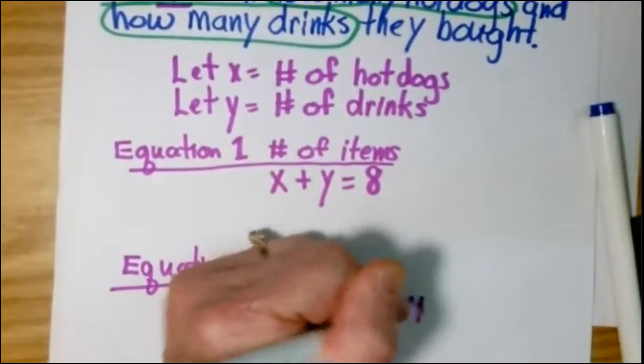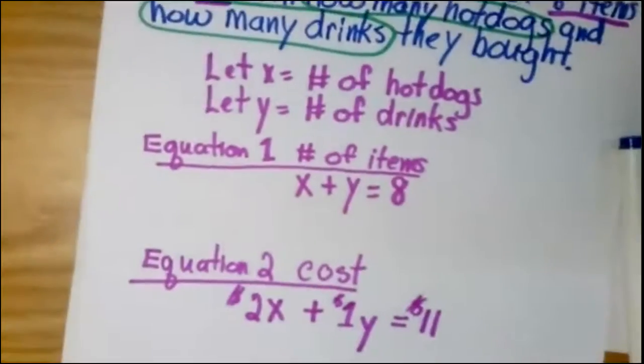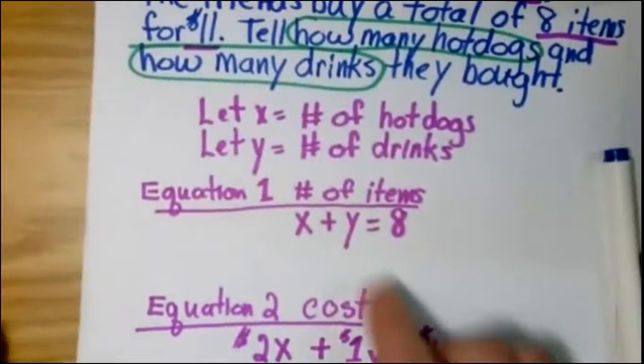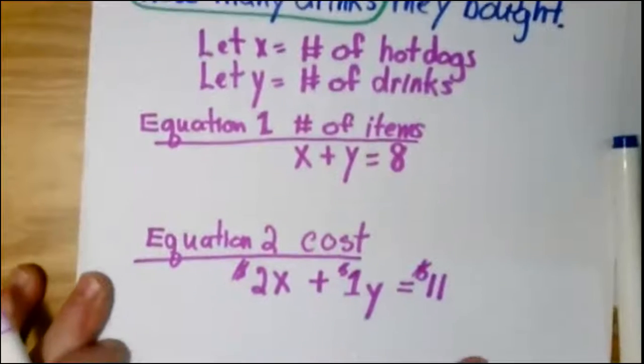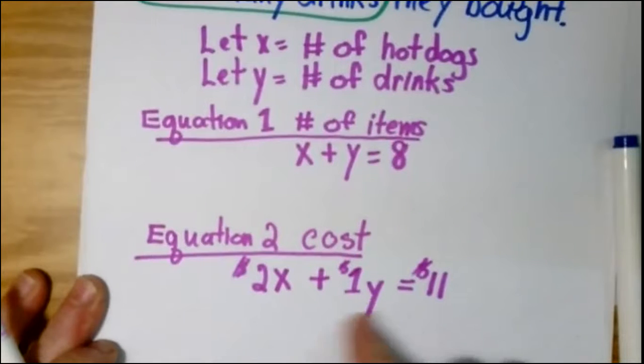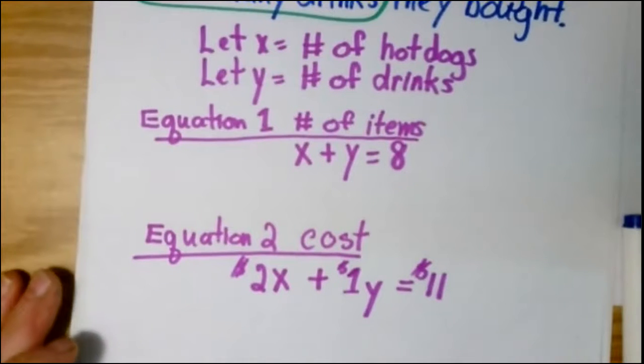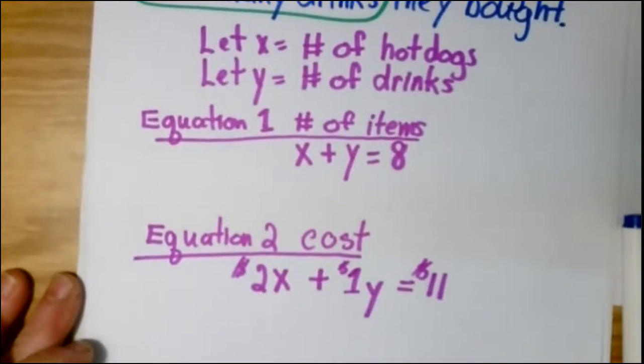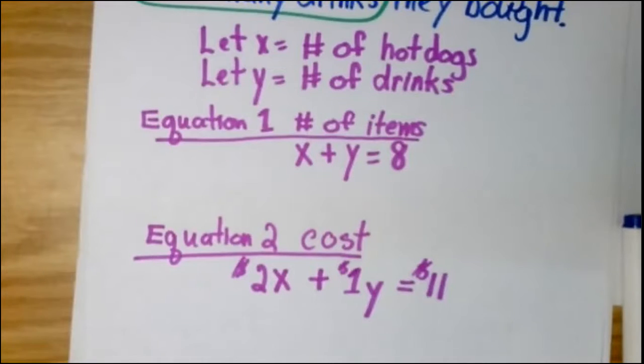So you're going to have to keep track when you're doing these that one of them is going to represent items of some sort, and one of them is going to represent some kind of cost or value or something to that effect. It may not always be dollars, but it'll be something that needs to be multiplied by the number of items in some way. So now we have our system of equations, our 2 equations.